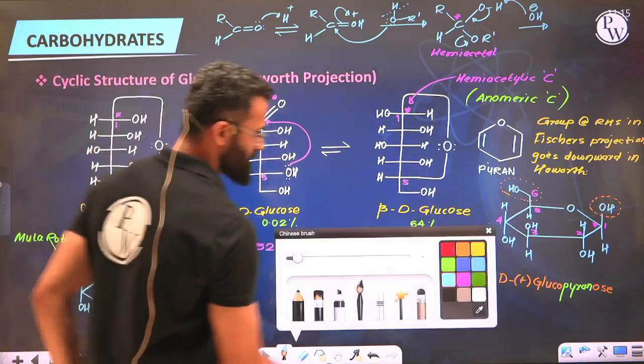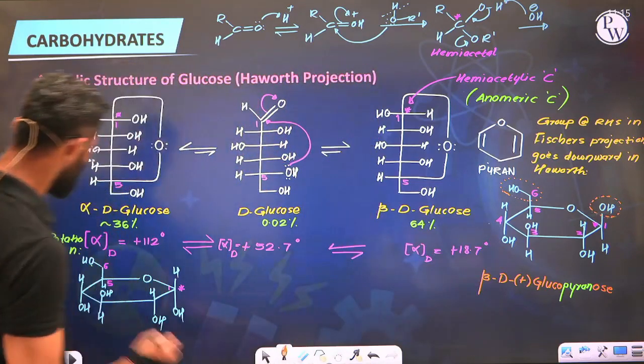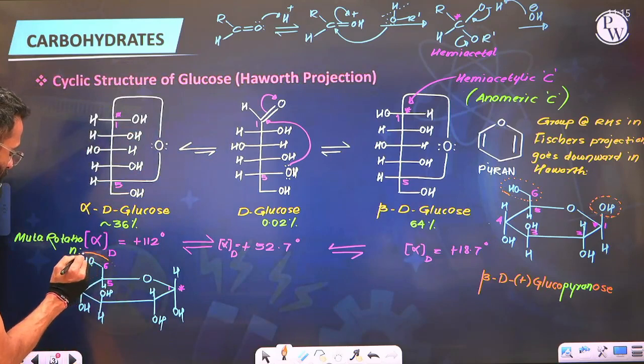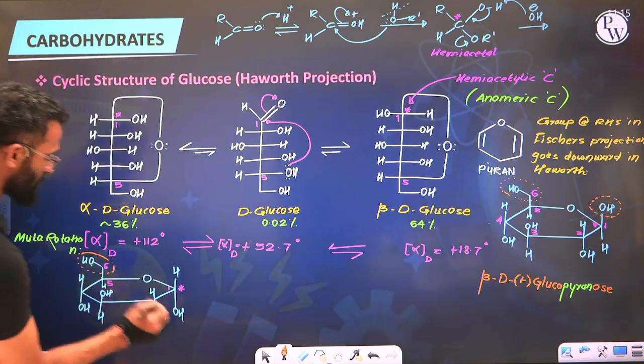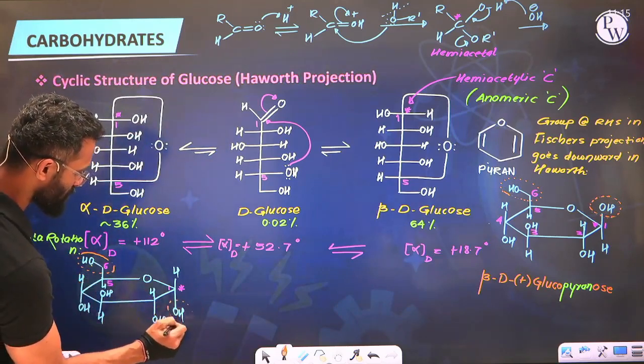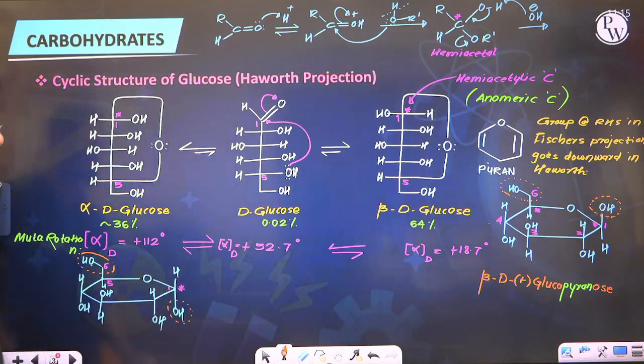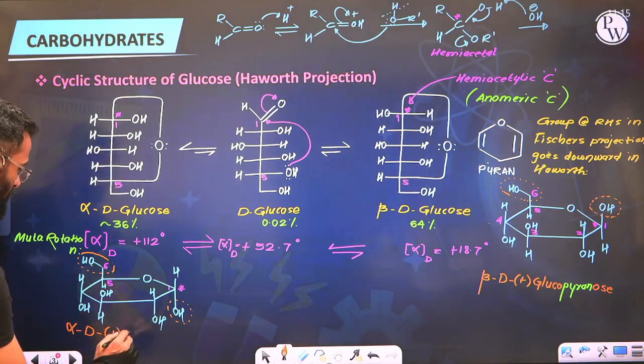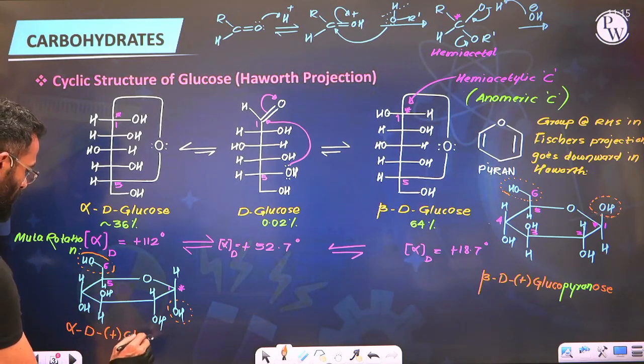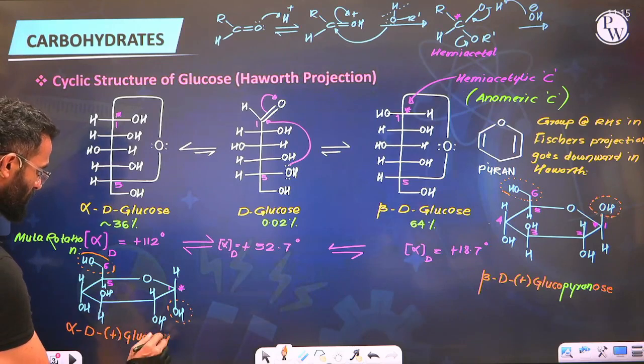Now see, this clearly indicates the CH2OH at carbon number 5 and OH at carbon number 1 are opposite. Because they're opposite, it is now alpha, but still of the D family, dextrorotatory. So alpha-D-plus-glucopyranose.